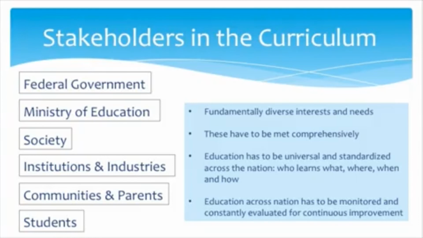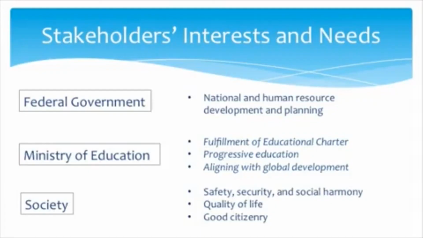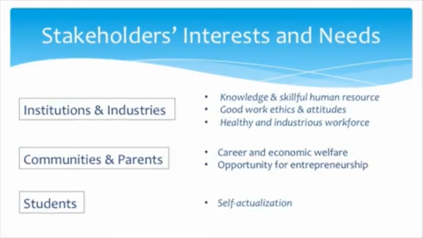And here you can see the list given to you. That's the federal government. We have the Ministry of Education, the society, institutions and industries, communities and parents, and students. And you can see in the next list, on your right hand side, the different interests and needs for each of these groups. Look at each point and see to what extent this is true in your context. From the federal government on national and human resource planning and development, up to students on self-actualization, see how it gets played out in your context.